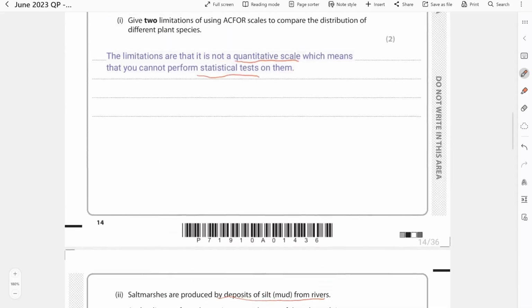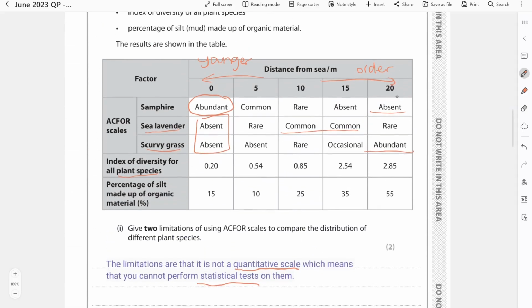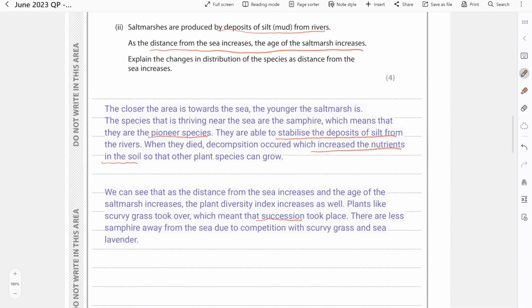And again, succession is when there is a change in the biological community over time. Now, when it's further away, we saw that the samphire is absent. So you can see that there's a change in the community there, right? There is less samphire away from the sea. I should say there is no samphire away from the sea due to competition with the scurvy grass and sea lavender.